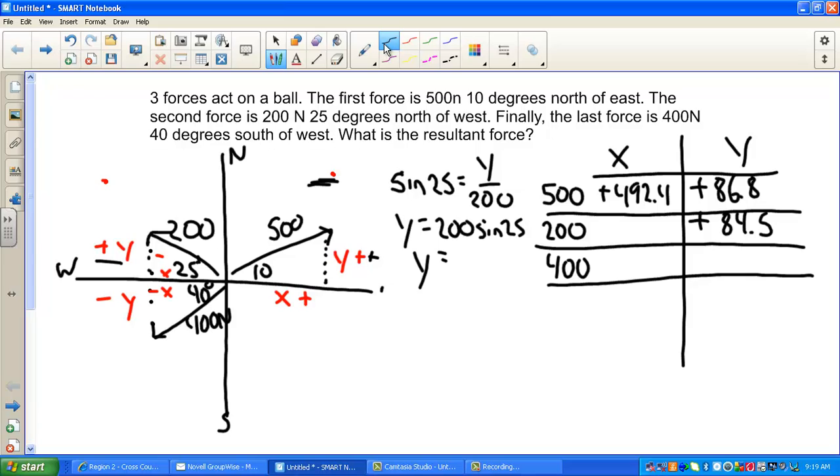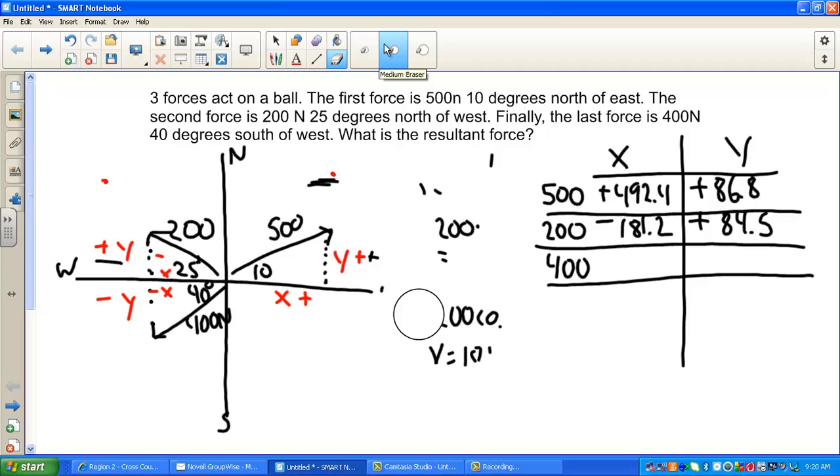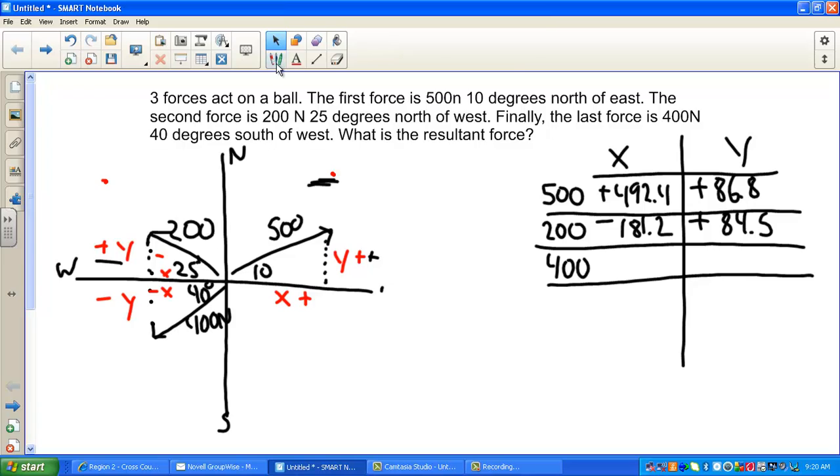Let's do the X. Once you get the pattern here, we'll simply say X is 200 cosine 25. Punching that in, 200 cosine 25, and enter. That X comes out to 81.2. That value is negative since it's in the quadrant where we already designated that. We'll erase. We'll now do the last one.